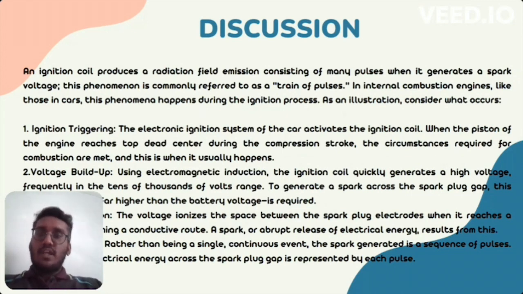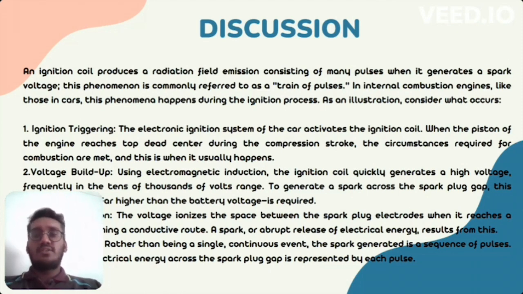For example, an ignition coil produces a radiation field emission consisting of many pulses when it generates a spark of voltage. This phenomenon is commonly referred to as a train of pulses. In internal combustion engines, like those in cars, this phenomenon happens during the ignition process. As an illustration, consider what occurs.